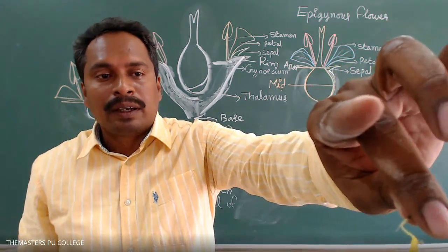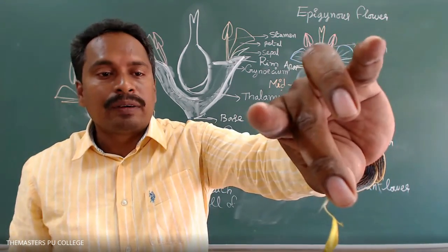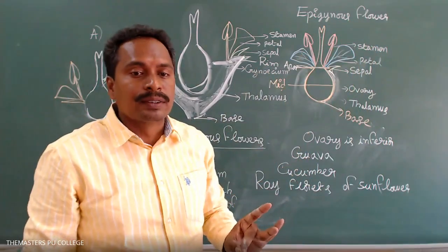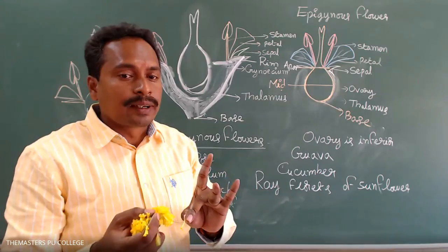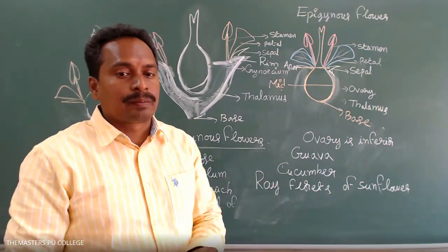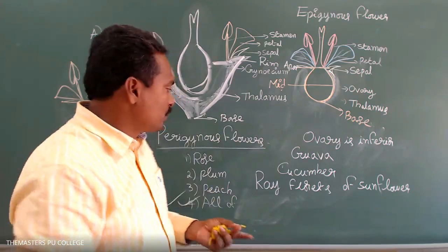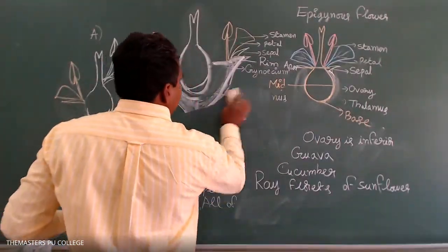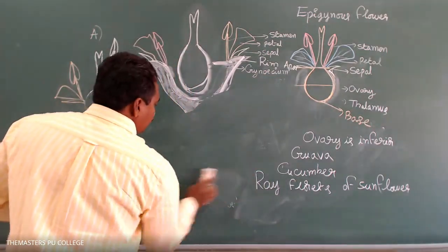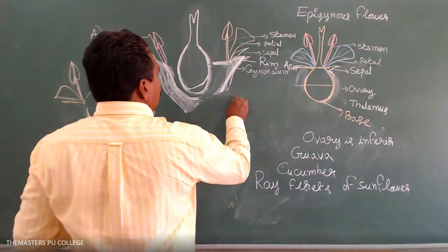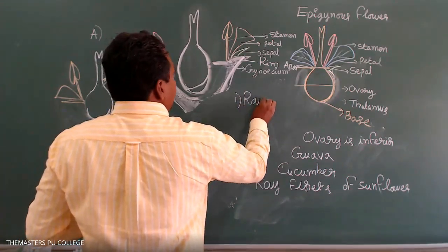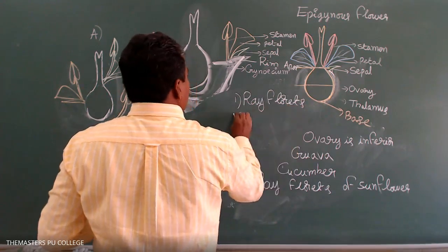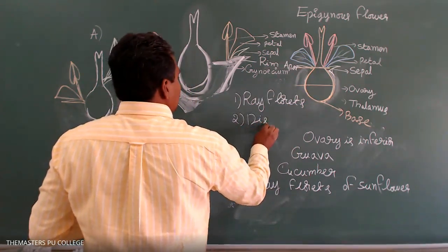Okay, so ray florets of sunflower. In sunflower, the inflorescence consists of several florets. One type of the florets is ray florets, and the second type of the florets is disc florets.